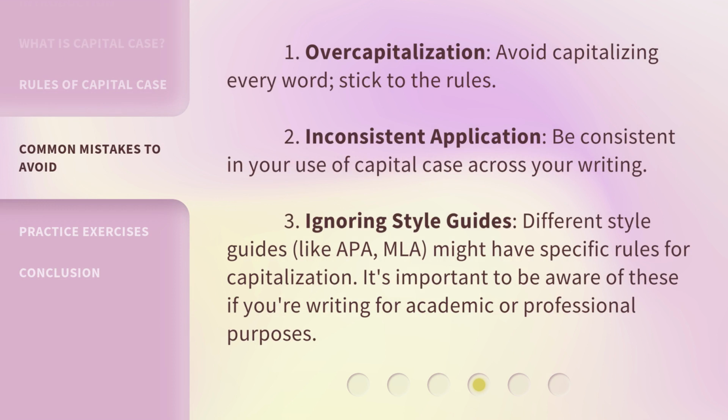1. Overcapitalization. Avoid capitalizing every word. Stick to the rules. 2. Inconsistent application. Be consistent in your use of capital case across your writing. 3. Ignoring style guides. Different style guides, like APA, MLA, might have specific rules for capitalization. It's important to be aware of these if you're writing for academic or professional purposes.